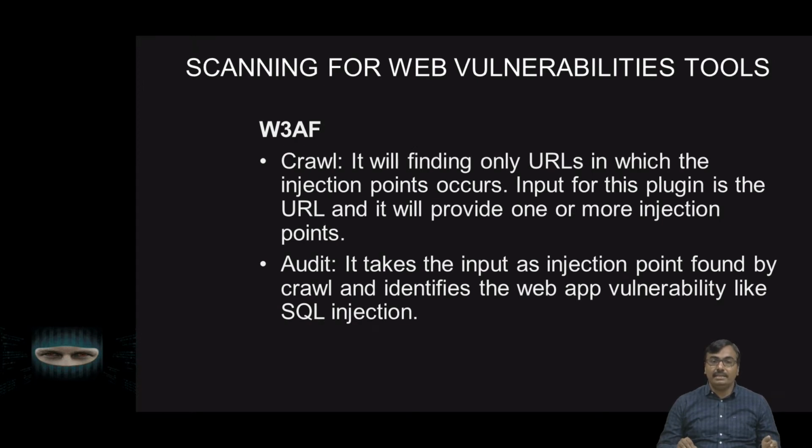So basically the crawler is used to find out the several web structures, or we can say website URLs. So the crawl will find only URLs in which the injection points occur. So in W3AF there is a crawl plugin, which is basically used to find the vulnerable, or we can say injection points. If they occur, then it will automatically alert us or find them.